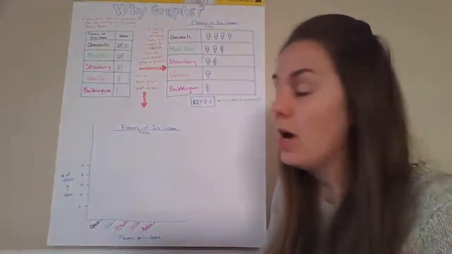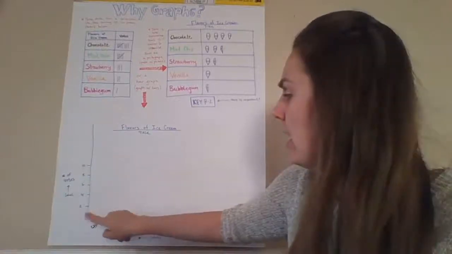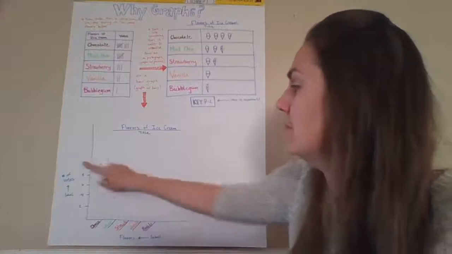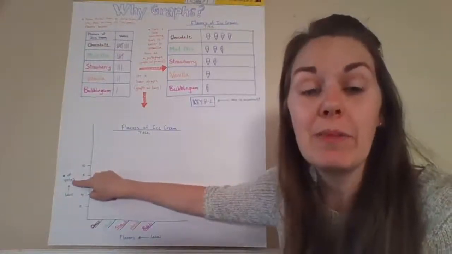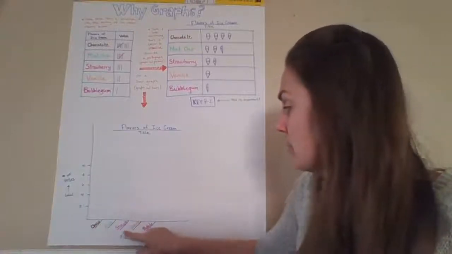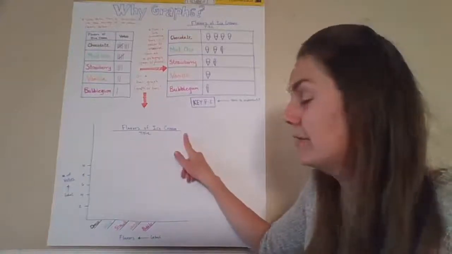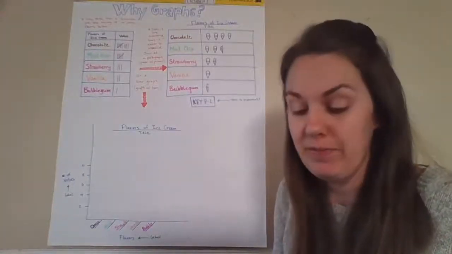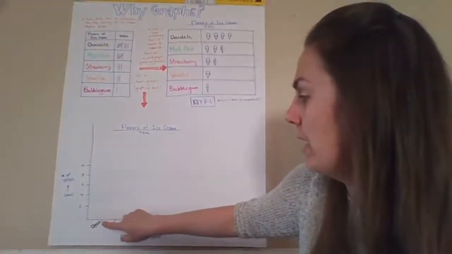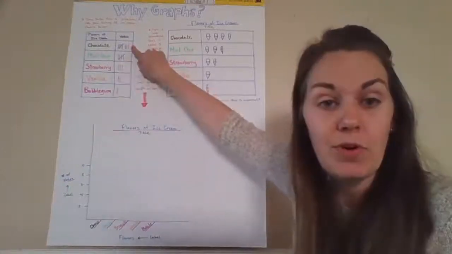Okay, so I've got my y-axis labeled with numbers. I've got my x-axis labeled with flavors. I have my labels at both parts to say what the information is, number of votes being represented by the numbers, and flavors being represented by the flavor abbreviations. I have my title in place. Let's get to graphing. So now if I have my chocolate, I know that I got 8 votes for chocolate.